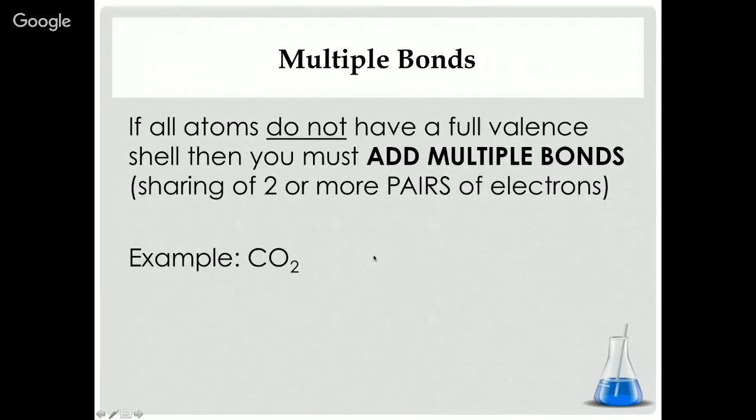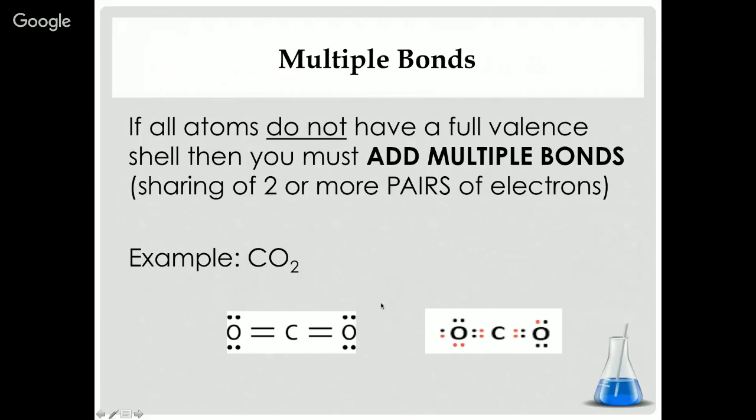What happens then if we give out all our valence electrons and we don't have a stable octet for everyone? So we don't have a full valence shell for all our atoms. That's when we have multiple bonds being used. And we get a double bond or a triple bond. So the most common example I would say would be carbon dioxide.